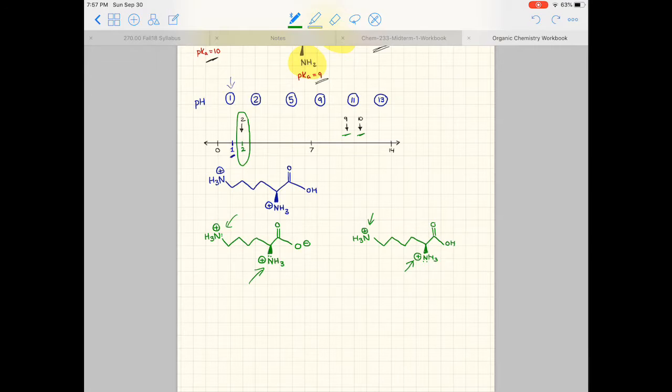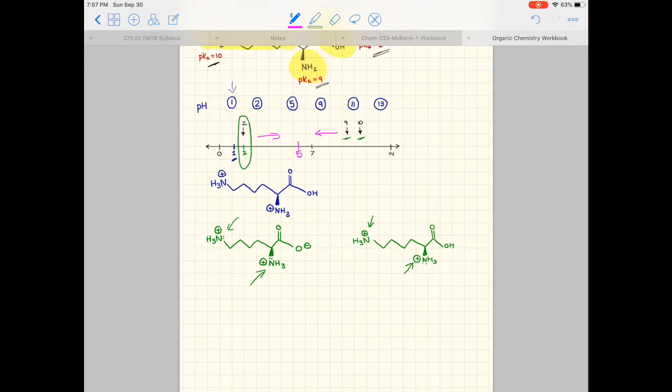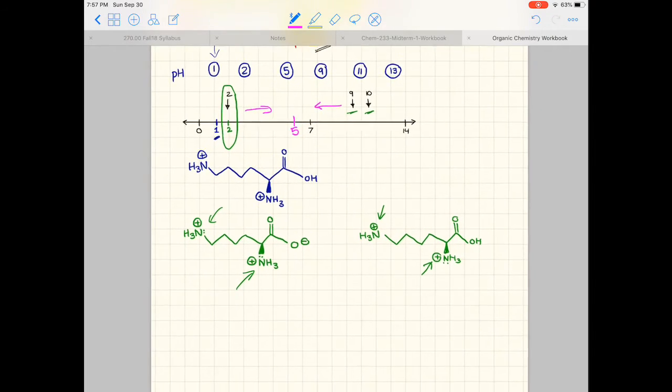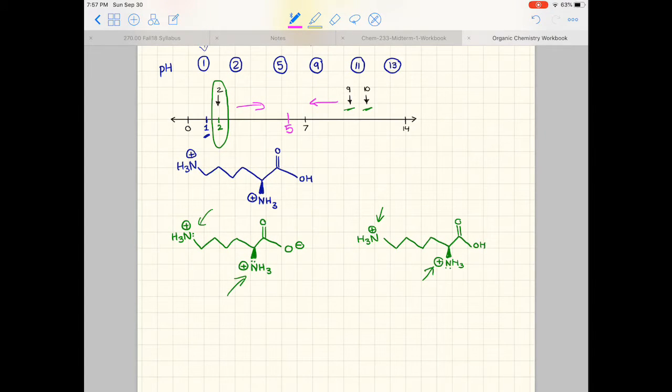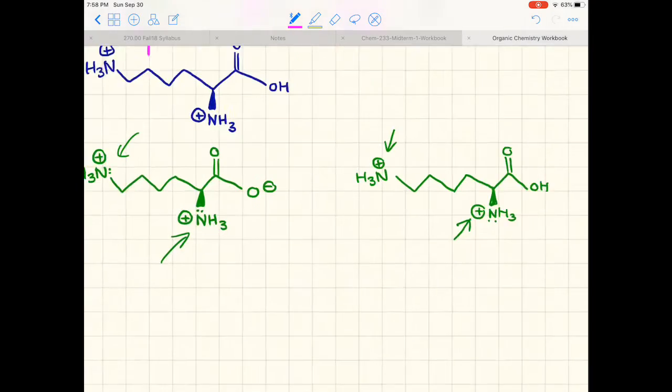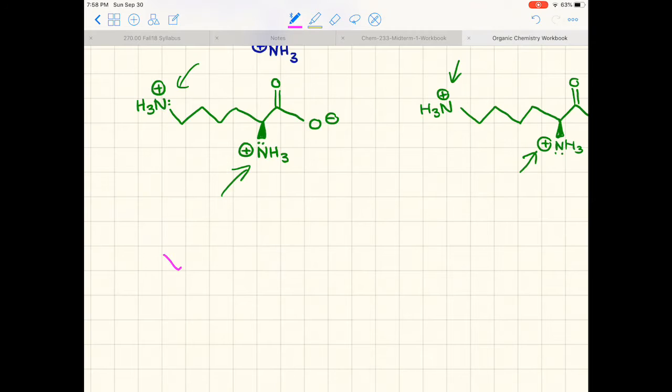Okay, let's pick another. Let's say, actually, let's go with 5. Now, notice the 5 is above the pKa of the carboxylic acid, 2, but it's below both the pKa's of the side chain and the amine group. Now, again, if we go back to our example that this molecule is in a beaker, that means there's enough hydrogens in the beaker for these two groups to accept the hydrogen, but there's not enough hydrogens for the carboxylic part to keep its hydrogen. So let's draw this out.